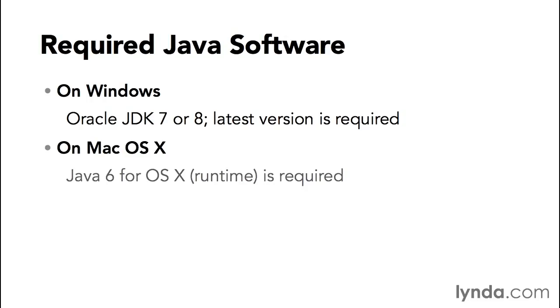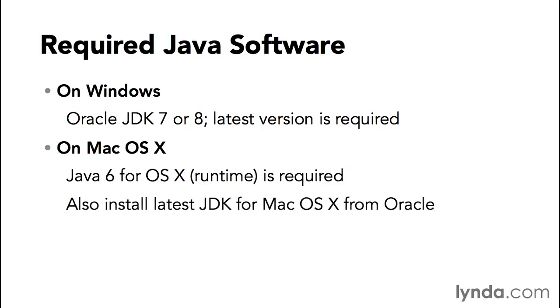On Mac, you need two versions of Java. You need the Java 6 runtime for OS X. If you don't already have it installed, it's incredibly easy to get. Just go out to Terminal and type Java. If you don't have it, you'll be prompted to install it from Apple's website. The runtime is needed just to run Android Studio. But then to do your Android development, you'll need the latest Java Developer Kit for Mac OS X from Oracle. I'll show you where to get that later on in the course.